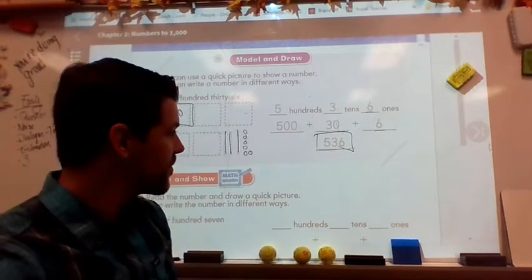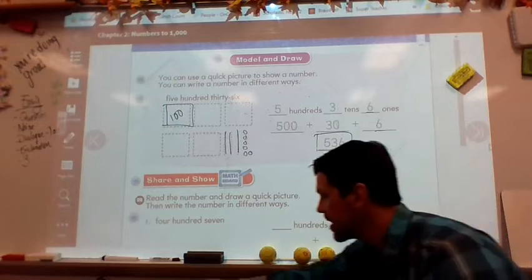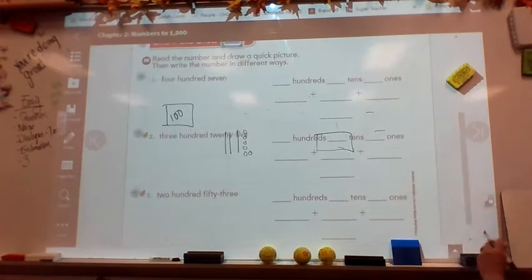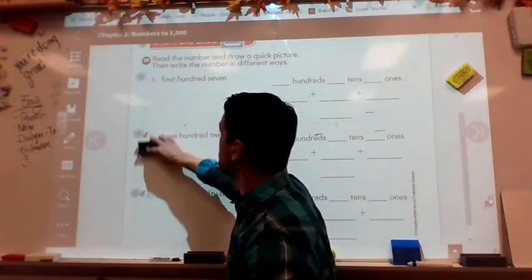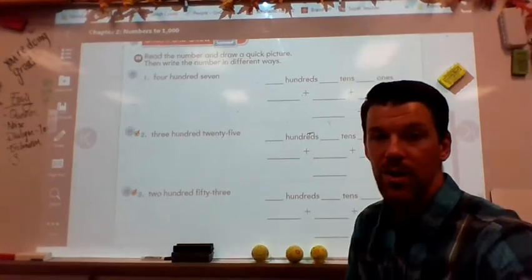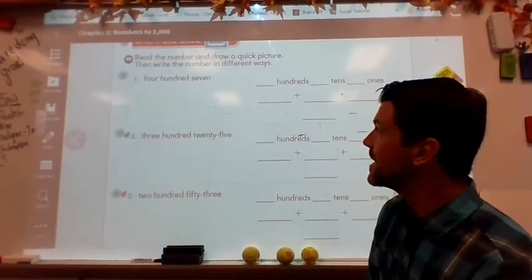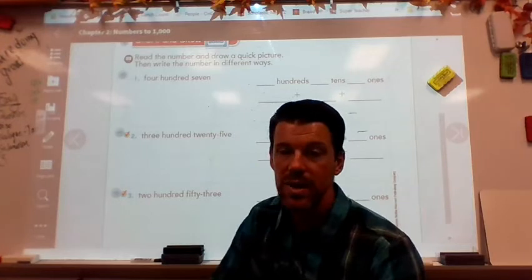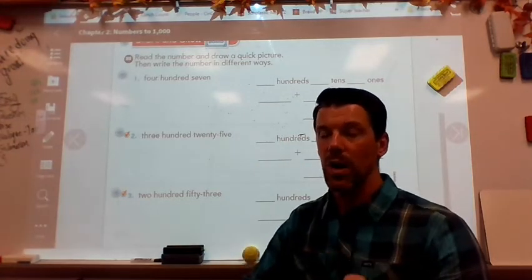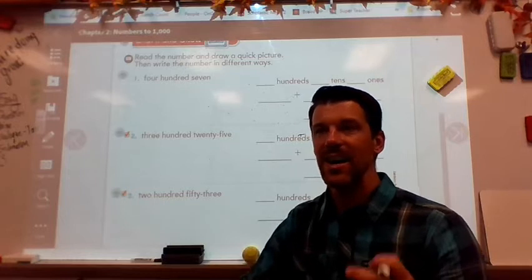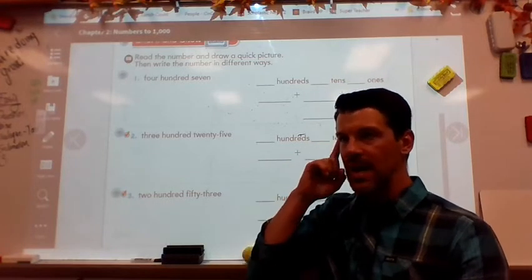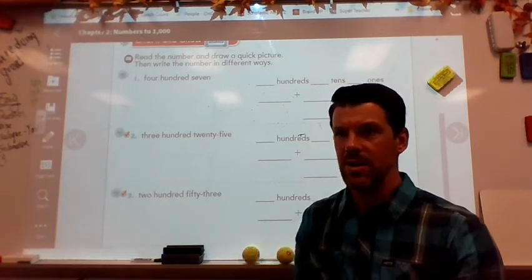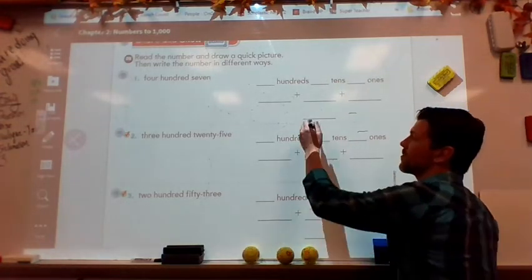So if we look down a little bit further on our paper, let me just scroll down with my fancy schmancy marker. All right. We have right here the word form. So I want everyone to read it with me. 407. So now I'm thinking to myself, how many ones are there? How many tens are there? And how many hundreds are there? So I'm going to write it in standard form first. I feel like that's the easiest. 407. So I'm going to write it right here in the standard form.